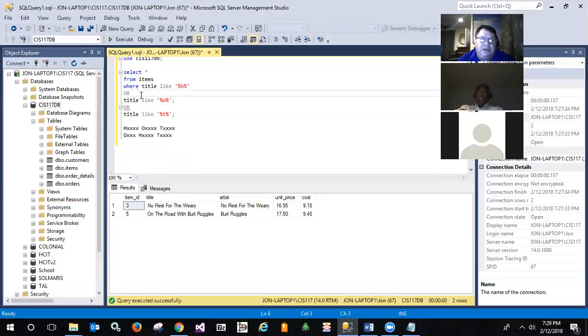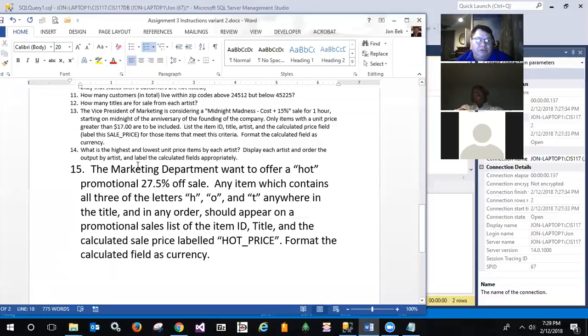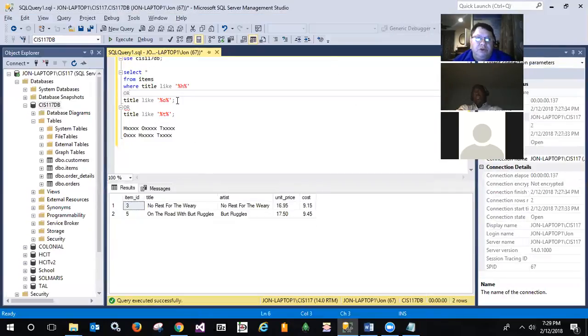This is where we got to think. Let's go back to the original problem statement. All three of the letters have to be there, but they can be in any order. Is it true that I have to have an H and an O and a T? Yes. Is it true that I have to have an H or O or T, that any one of them will satisfy? No. All three must be there. So which Boolean do I want? And.